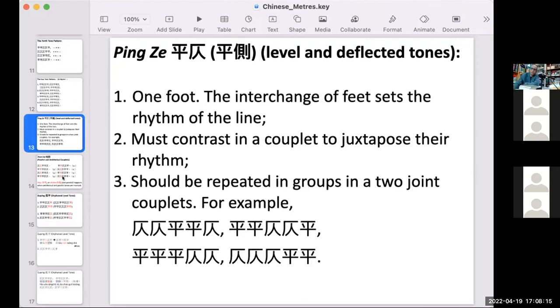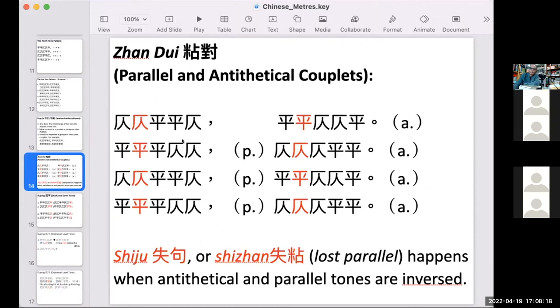Let's have an example. Like here, for example, this is the first line. Look, the second syllable is so important. Why is the second syllable so important? Usually the second syllable and the fourth syllable, if it's wu shi, meaning pentasyllabic, five syllables per line, 5 characters per line, then the second and the fourth are the tones that determine the rhythm of the poem. If it's 7 characters, qi shi, then it's the second, the fourth, and the sixth.